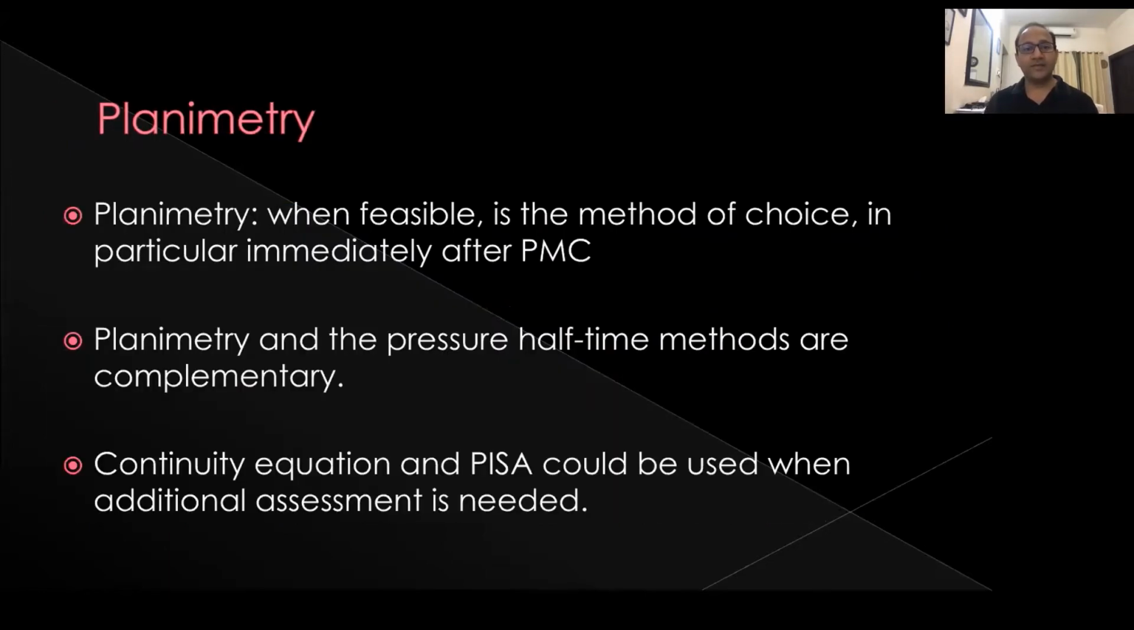Now, planimetry is the method of choice in most cases, when feasible. Sometimes the valve is very distorted, and hence you cannot really do a very good planimetry in some of these cases. But it is actually the modality of choice immediately post BMV, or PMC as you used to call it. Otherwise, in most settings, planimetry and pressure half-time evaluation of severity of MS are complementary to each other. Continuity equation and PISA are more of a theoretical concept which you can read about, but it is hardly ever used for clinical assessment.